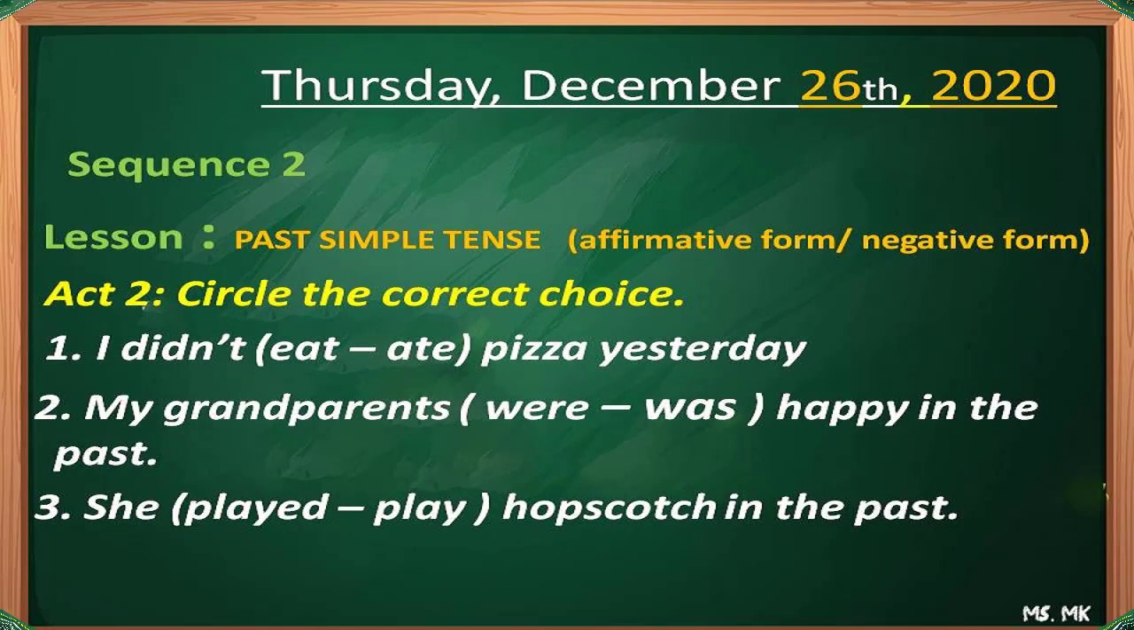The second activity is going to be meaning-based. It means your pupils have to understand in order to answer or to do this activity. I ask them to circle the correct choice.